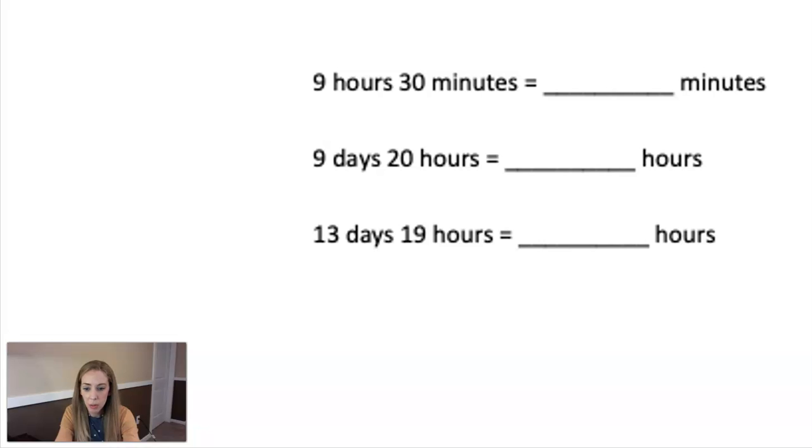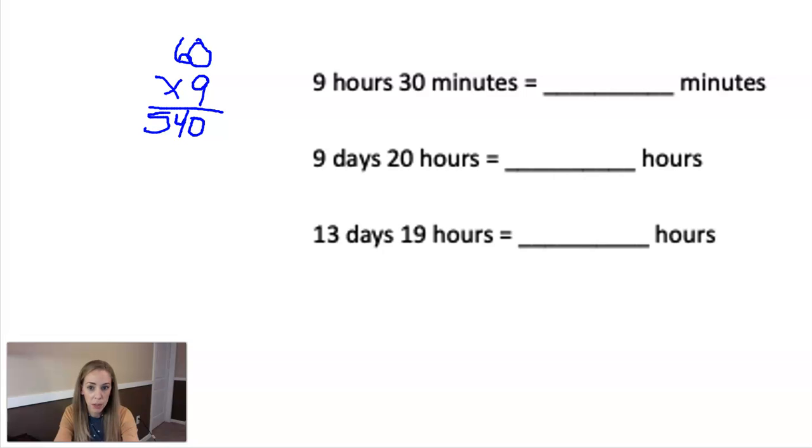All right. They will also give you some, just like we saw in the other lessons, some mixed units. So again, you're just going to look at what they want. They want minutes. So we have to switch hours to minutes first. So 9 hours, off to the side if you need some scratch paper, multiply by 60. Okay, that's 540. 6 times 9 is 54.